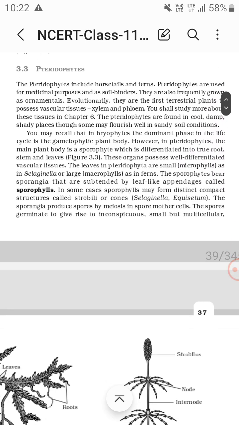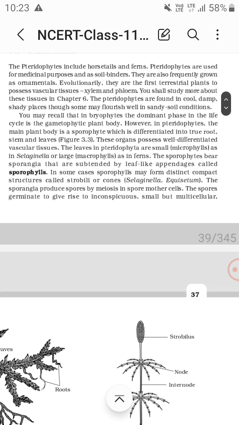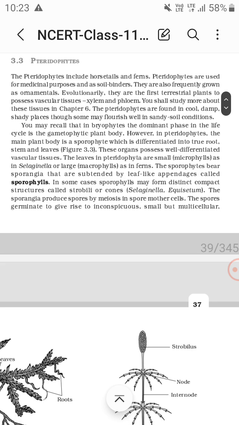Now we are talking about the pteridophytes, the vascular plants. Now there are sporophytes. The sporophytes bear sporangia that are subtended by leaf-like appendages called sporophylls.